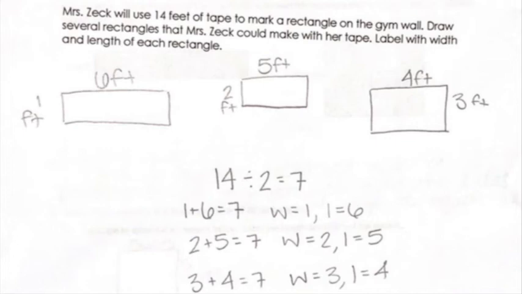I labeled my width and length of those because those are my rectangles that I could make, so I drew them above. 1 plus 6, that is where my rectangle 1 foot by 6 feet comes from. 2 plus 5 is where my 2 feet by 5 feet comes from. And 3 plus 4 is where my 3 feet by 4 feet comes from.